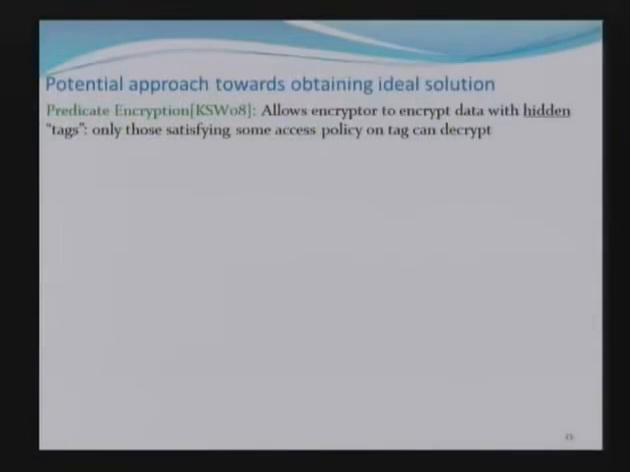So one potential approach one might think of is the use of attribute-based encryption or a more advanced primitive, predicate encryption. Predicate encryption essentially is the following tool. It allows an encryptor to encrypt data along with some tags, but these tags can be hidden. And it has the property that only those satisfying some access policy on this tag can decrypt the data, and nobody else can decrypt the data. So how can we maybe use predicate encryption to get some sort of a solution for our setting?